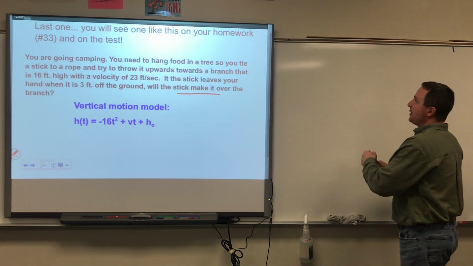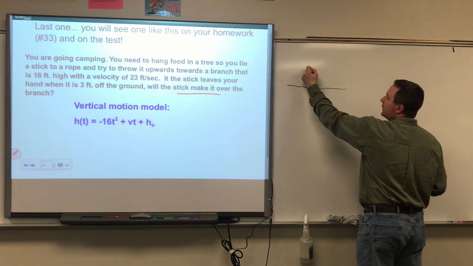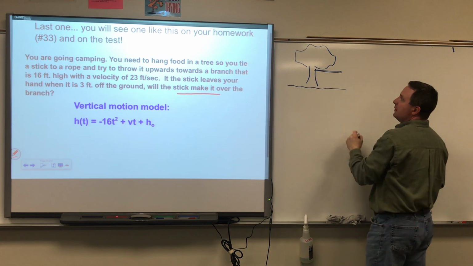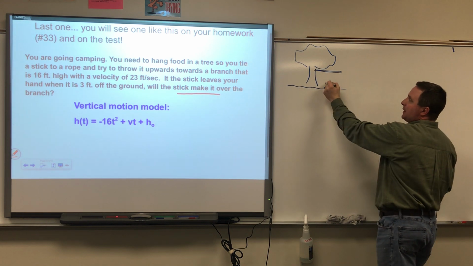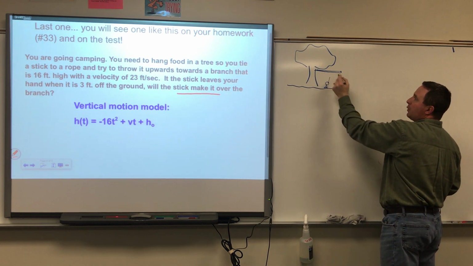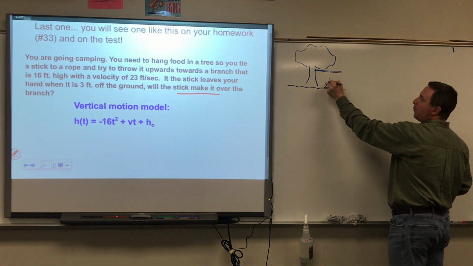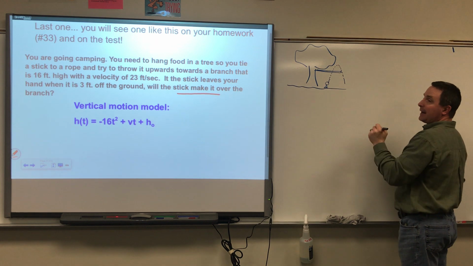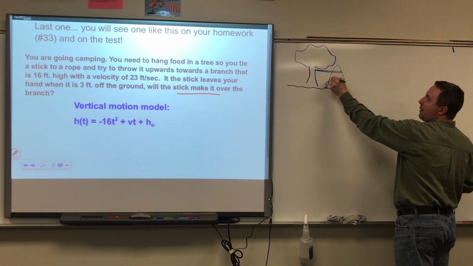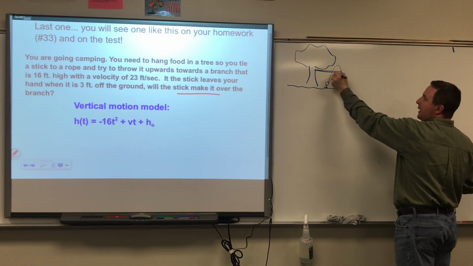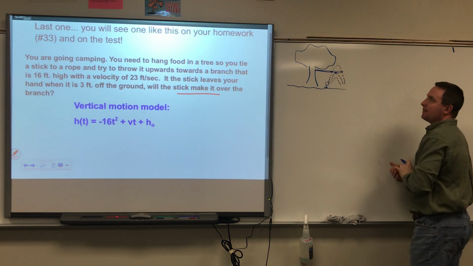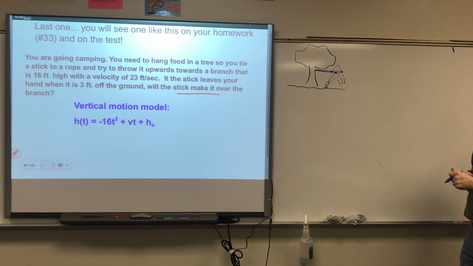Okay, so if I was to draw a little picture of what's happening here, here's this, and there's a little branch out here. And here's you standing down here at the bottom, and you're going to throw a rope up towards the branch. Now there are three things that can happen. Number one, the rope can go up and over the branch. Great, perfect. The second thing that could happen is it could go doink right off the bottom of the branch. And the third thing is you're too wimpy and it doesn't make it up and over the branch.